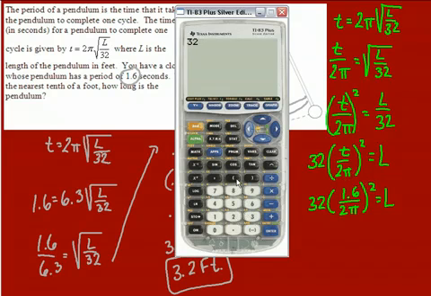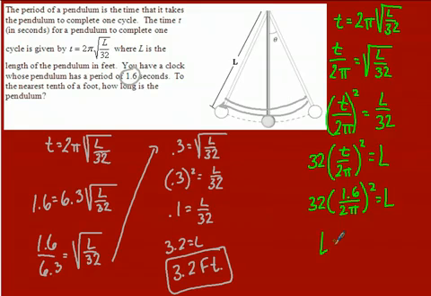We have 32 times 1.6 divided by 2 pi, squared, is equal to L, and we get 2.075. What we'll do is approximate that to L is approximately 2.1 feet, all right, which is a huge difference from 3.2 feet. All right, so it's important: save your rounding, save your approximations to the end. Always solve for the variable you're looking for, and then plug in your numbers.